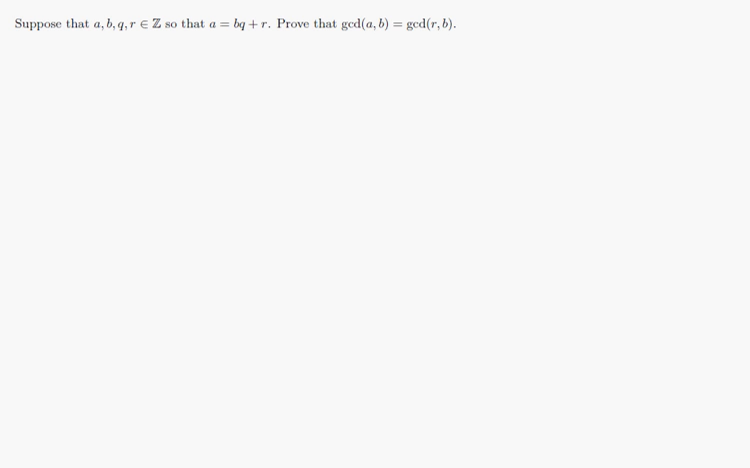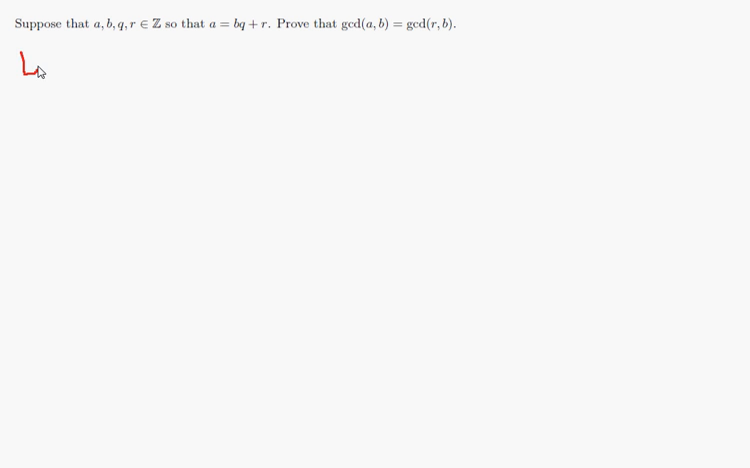The way that we're going to do this is we're going to show that the greatest common divisor of a and b is less than or equal to the greatest common divisor of r and b, and vice versa. So the left side will be less than or equal to the right side, which will be less than or equal to the left side, and therefore the two things must be equal to each other.